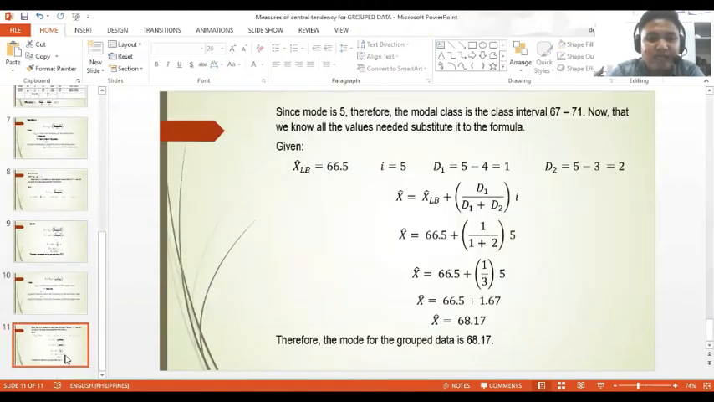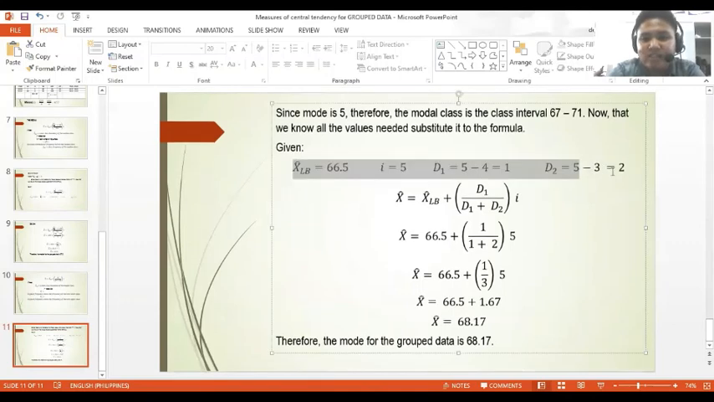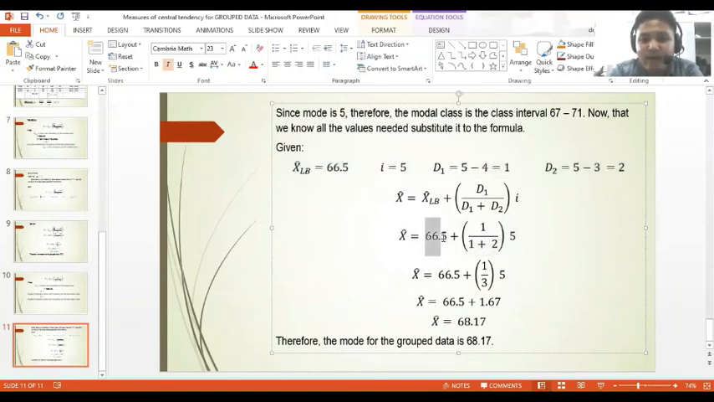After that, gagamitin na natin yung mga given natin. So, we need to plug in the given values here in our formula. So, ang lower boundary natin is 66.5. Ang D sub 1 natin na result kanina is 1. Next is, ang D sub 2 natin is 2. Then, I, or the class size is 5 pa rin. So, D sub 1 is 1, D sub 2 is 2. So, 1 plus 2, that is 3. So, 1 divided by 3 muna. Ang result doon is multiply natin kay 5, that is 1.67.